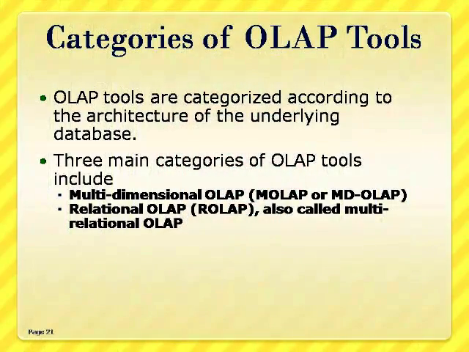We now discuss the last topic of today's lecture, different categories of OLAP tools. OLAP tools are categorized according to the architecture of the underlying database. In the literature, there are three different categories of OLAP tools that exist today. They are multi-dimensional online analytical processing, relational online analytical processing, and hybrid online analytical processing. We now discuss the features of each category of these tools.